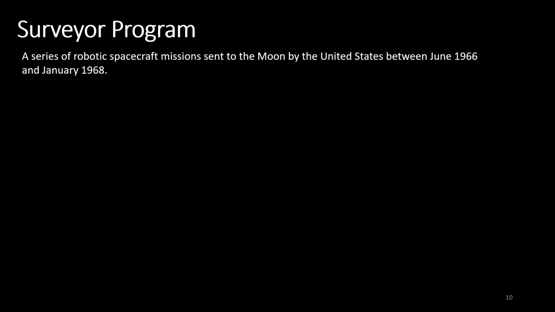The Surveyor Program was a series of robotic spacecraft missions sent to the moon by the United States between June 1966 and January 1968. Let's take a look at the highlights of the Surveyor Program.